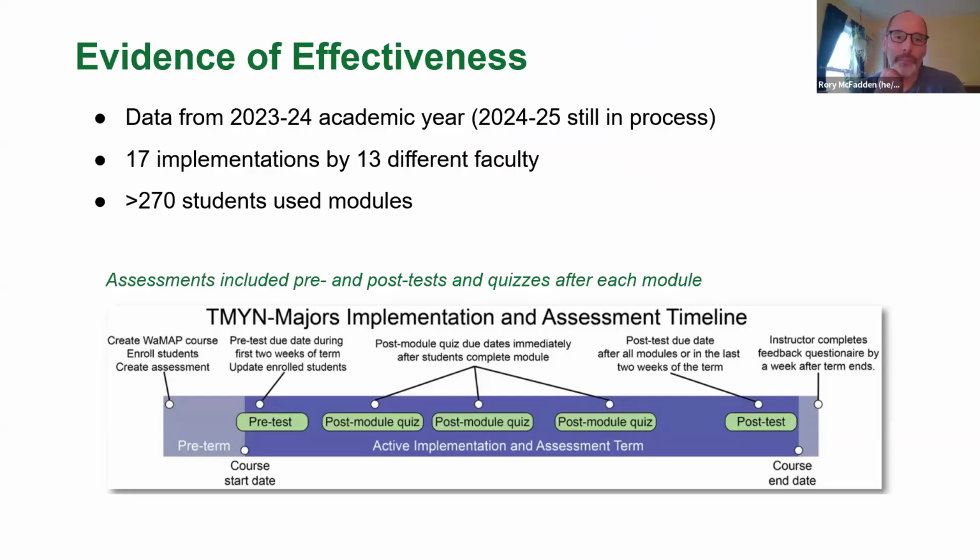I'm going to talk a little bit about the effectiveness of the modules to this point. And all the data I'm going to discuss is from the 23-24 academic year. We're also testing modules this year, but that data is, for the fall, mostly done, but we're still in a preliminary analysis stage, and we'll bring in the spring data after that.